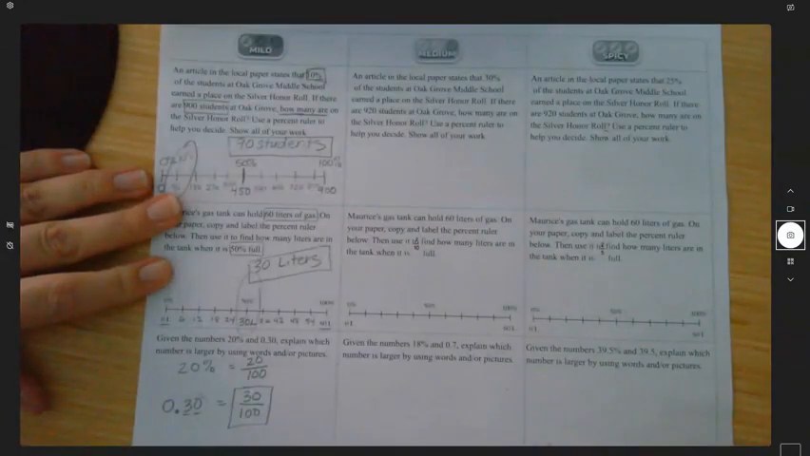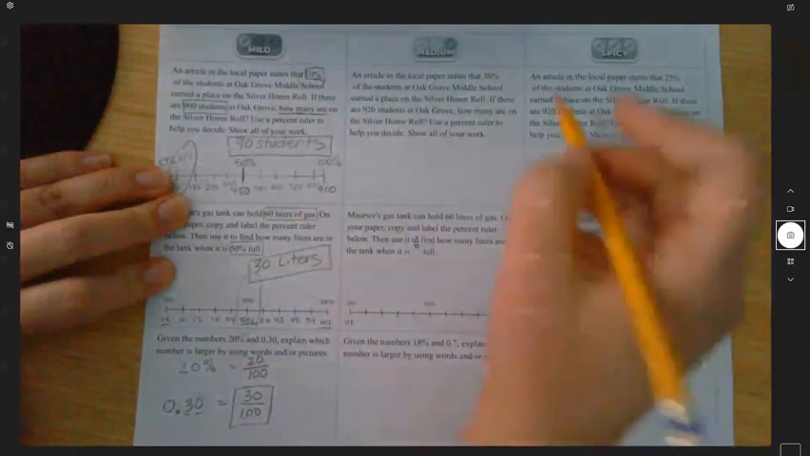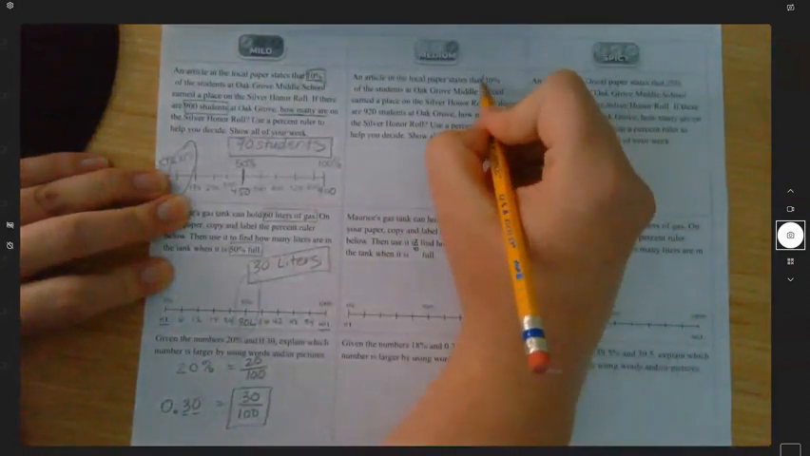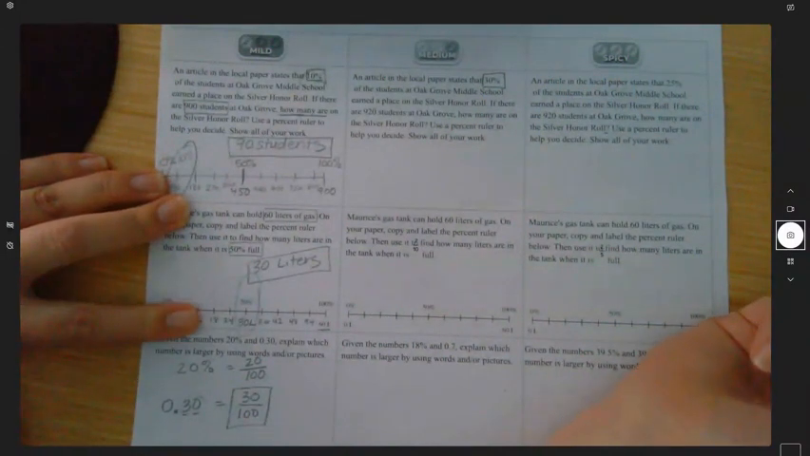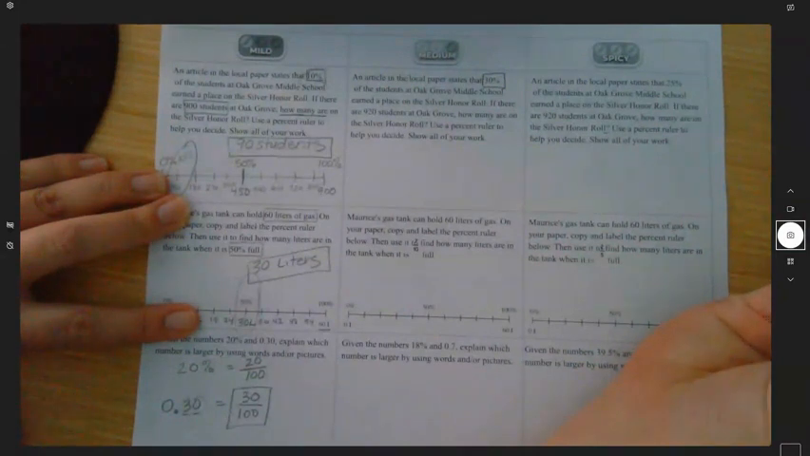An article in the local paper states that 30% of the students at Oak Grove Middle School, I'm going to circle or box 30% because I know that's important, earned a place on the Silver Honor Roll. If there are 920 students at Oak Grove, how many are on the Silver Honor Roll? Use a percent rule to help you decide. Show all of your work.